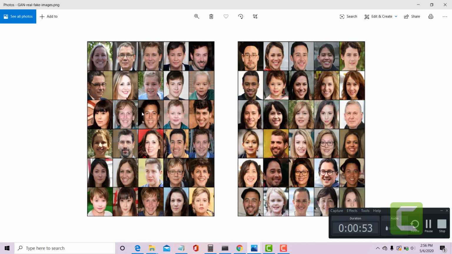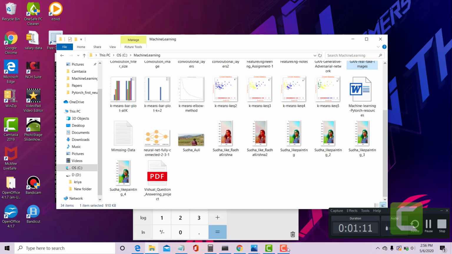Okay, so here on the left side you see these are real images, and on the right side these are not the real images, although they look like the real people, but these are the images that are generated by the network. Okay, so let me go a bit into the architecture of how the GAN works.